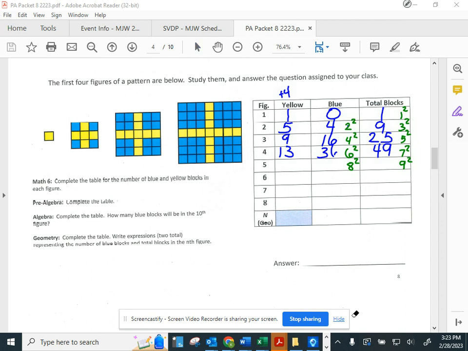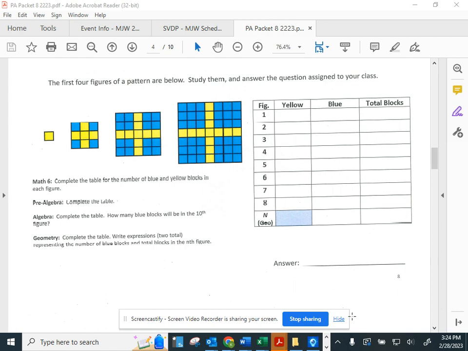So follow those patterns all the way down to the 8th figure. We do not need to do the geometry section, so don't worry about that. We do not have a question being asked of us, so we have no answer to give. Just complete the table for figures 1 to 8.